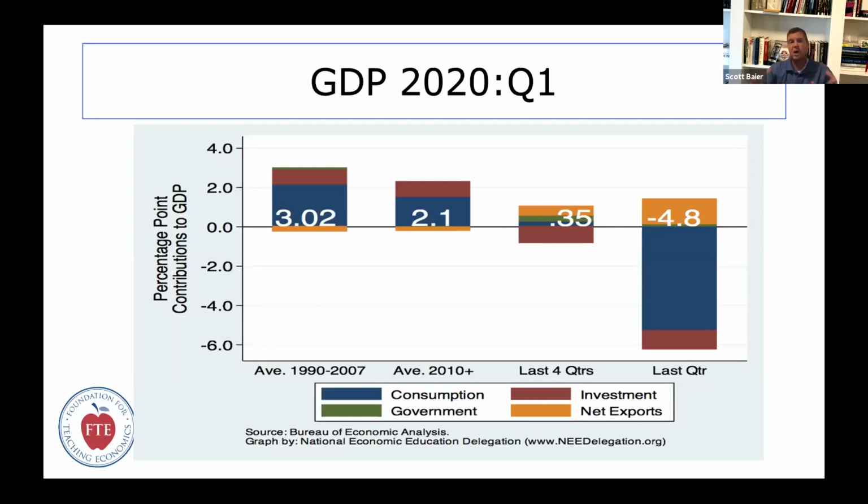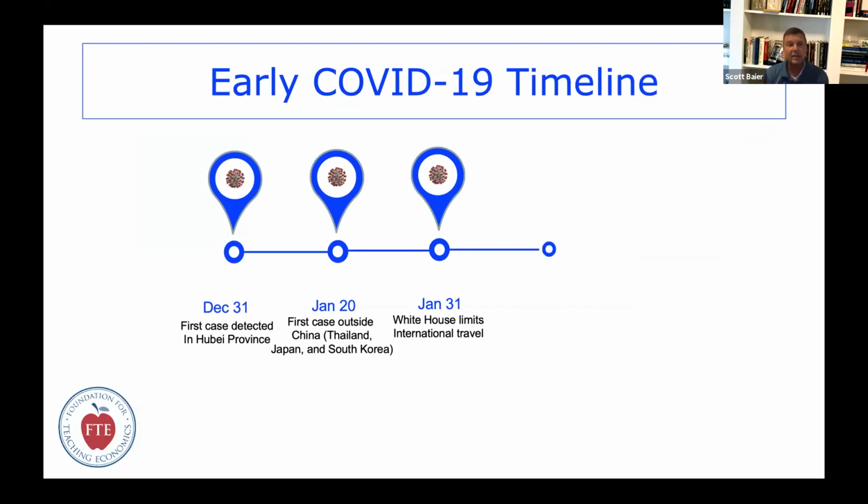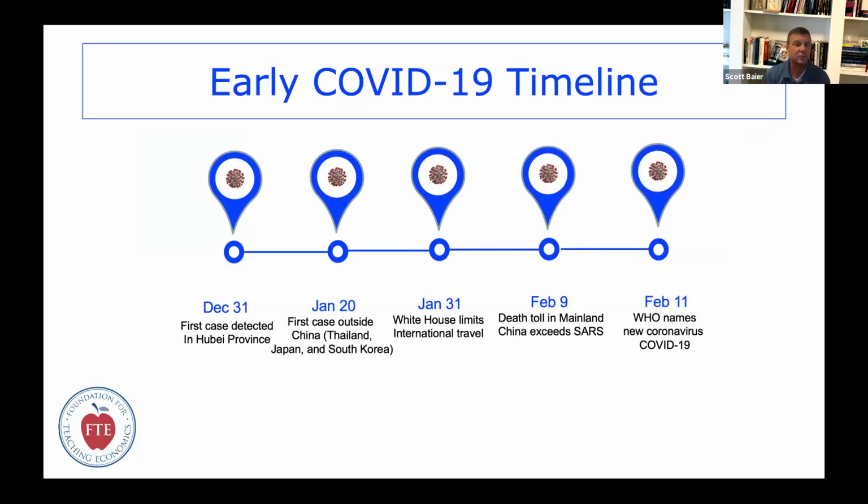So before I talk about what's coming down the road, let's go back and look in the rearview mirror and try to understand how quickly all of this evolved. The early COVID-19 timeline can be traced out like this. Back on December 31st, the first case was detected in the Hubei province. Roughly 2 to 3 weeks later, the first cases outside of China were detected in Thailand, Japan, South Korea, and the US, even though we now say the US first case may have been a little bit earlier.